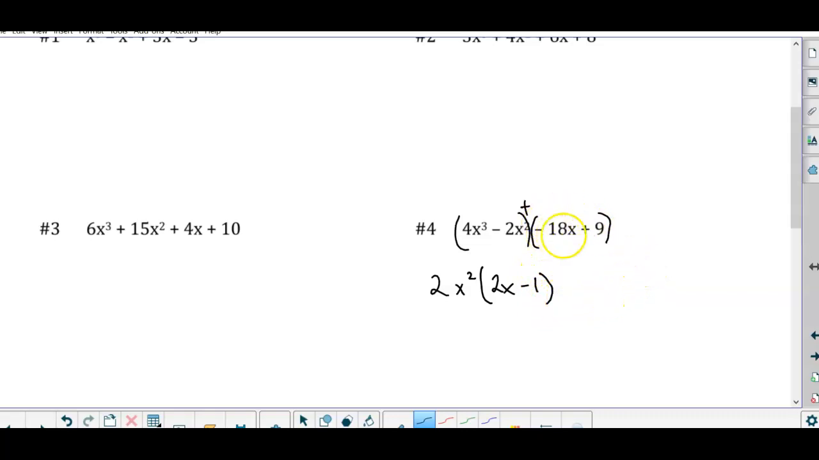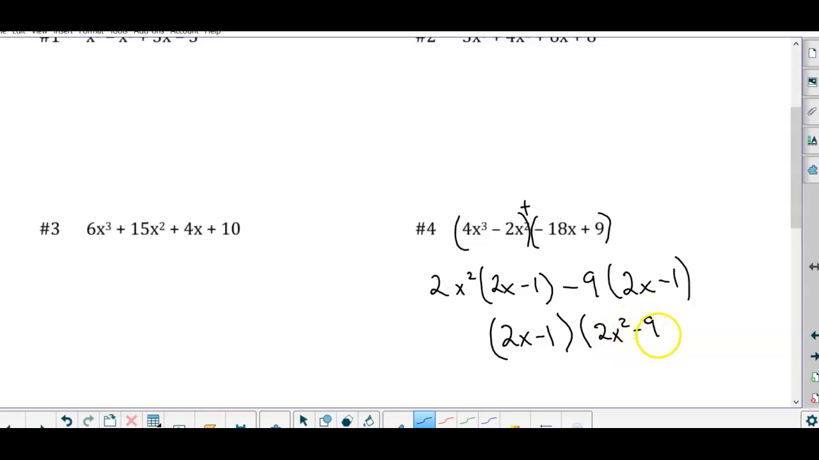So let's do the same thing for this parentheses. The negative will come out, and 9 is common for both of those. 9 goes into 18 2 times. And then an x, and then you have to change the sign because I factored out a negative, change the sign to negative 1. And you can see that these parentheses are the same, so it's 2x minus 1 times 2x squared minus 9.